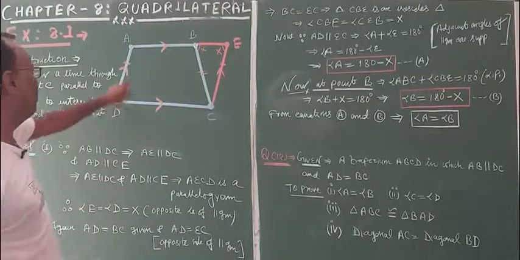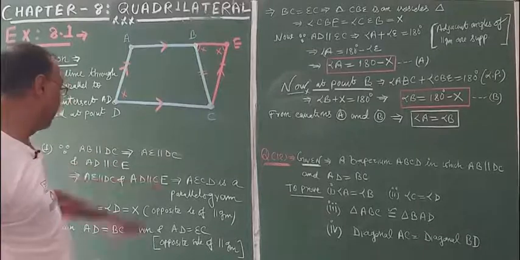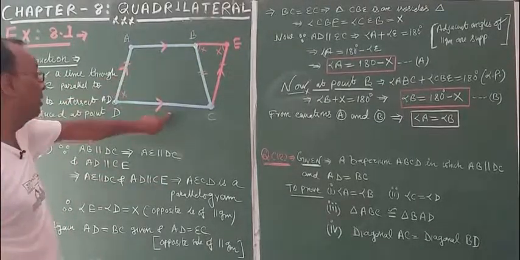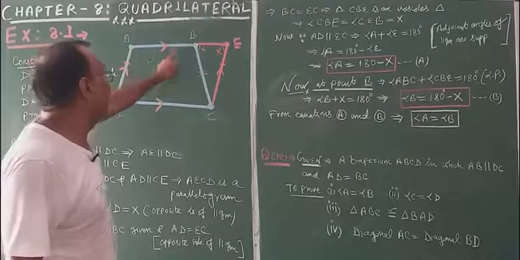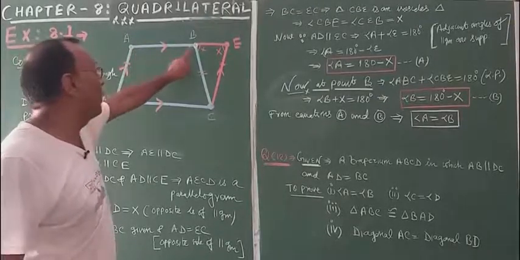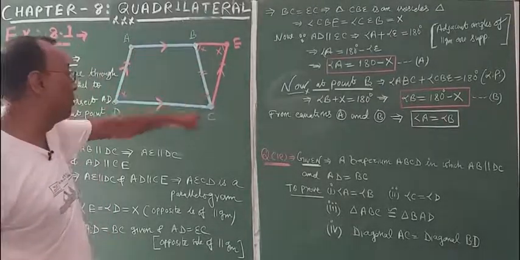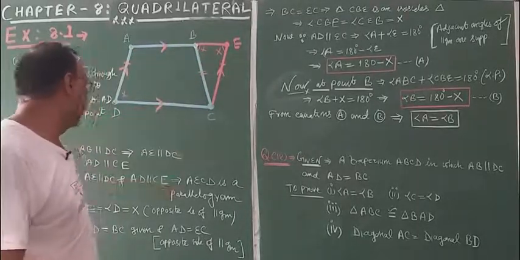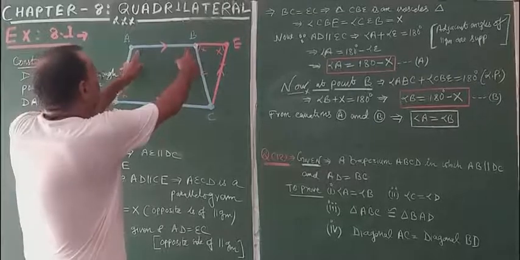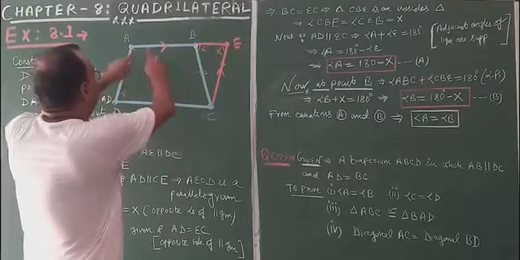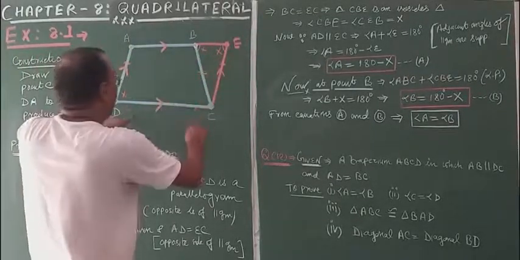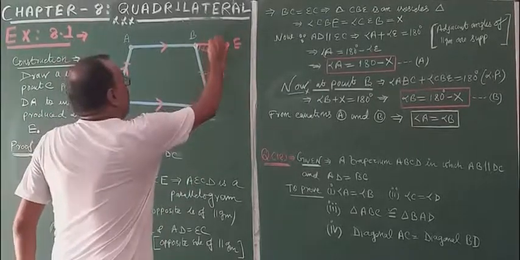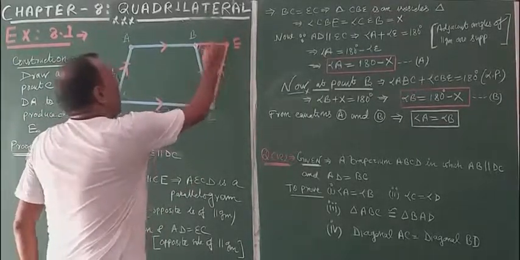Now just look here. AB is parallel to DC, it was given. Therefore, this longer part, this produced part of AB, will also be parallel to DC. Therefore, AE is parallel to DC. If AB is parallel to DC, then the whole AE will be parallel to DC. It's clear? First thing.